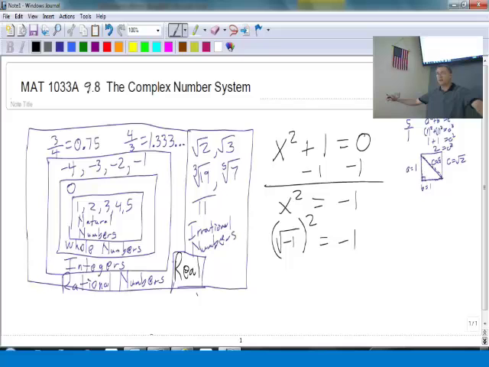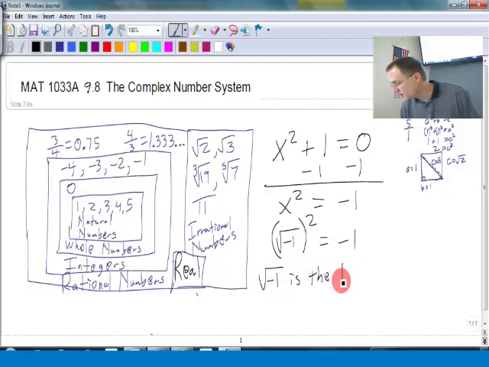Now we've already noticed that the square root of negative 1 is not on the real number line. You draw the real number line, there's no place to put a dot, point to it, and say that's the square root of negative 1. It's not on there. So we give it a name, we call it the imaginary unit.